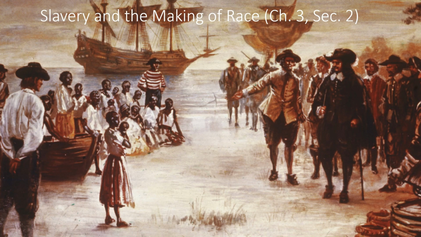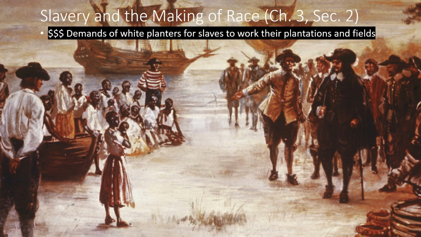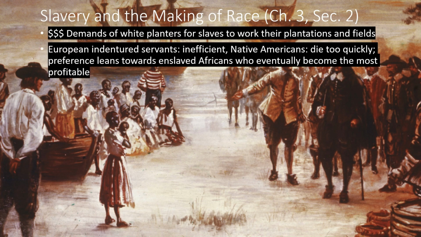So how do we get to this new problem where now there's a reliance on enslaved Africans? As I've been insinuating since the previous slide, this demand for slaves comes from the white planter class. They're demanding slaves to work their plantations and fields, and they want a reliable labor source, and more specifically, they want a forced labor force.